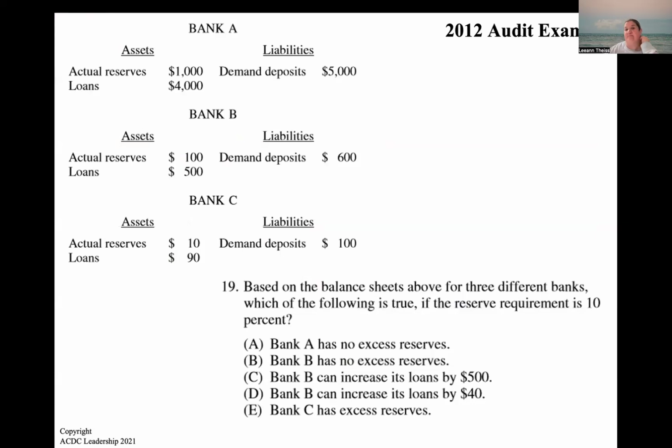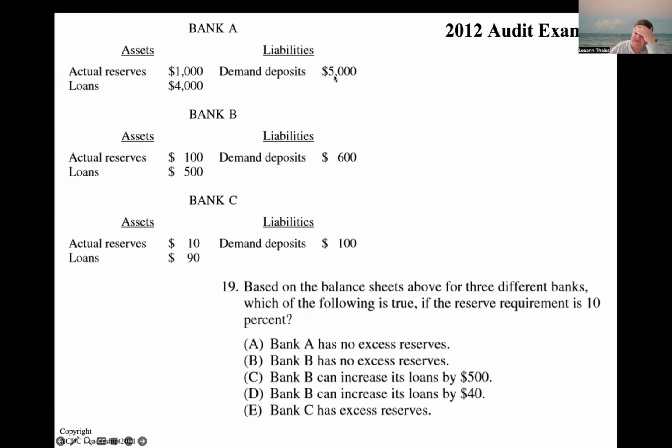Let's do this one. This question said, based on the balance sheet above for three different banks, which of the following is true if the reserve requirement is 10%? Okay. So bank number one, notice that they just give us a generic actual reserves category and they don't break it out into required and excess. So we have to do that ourselves.